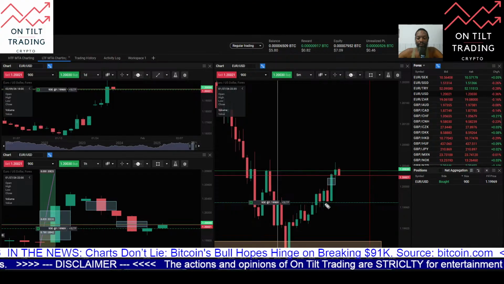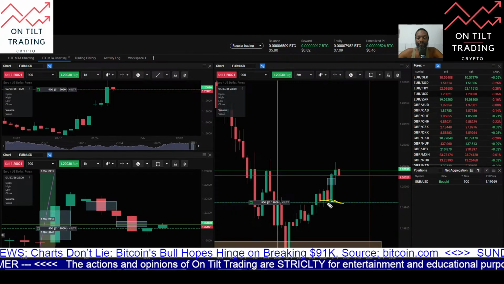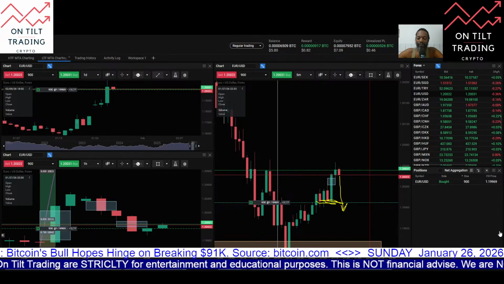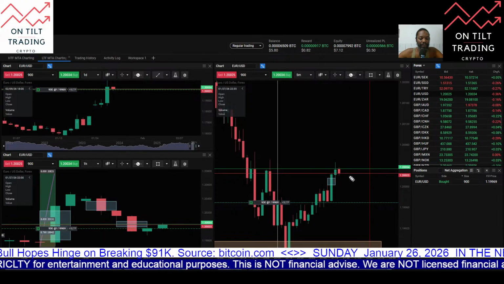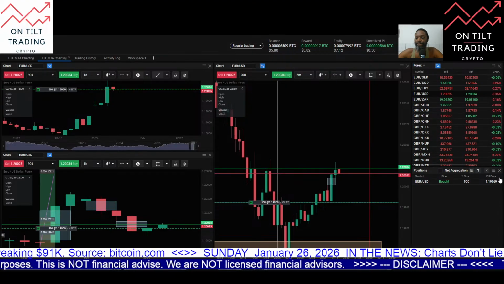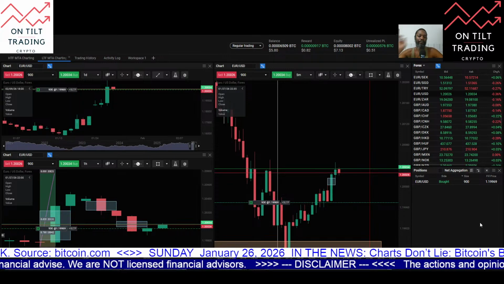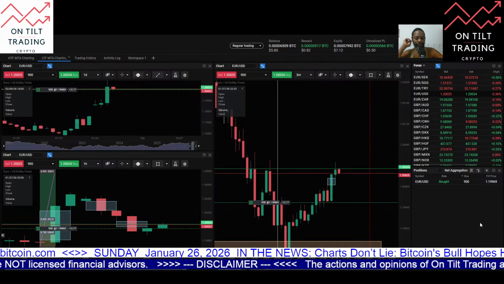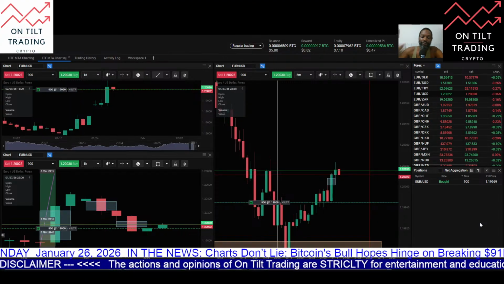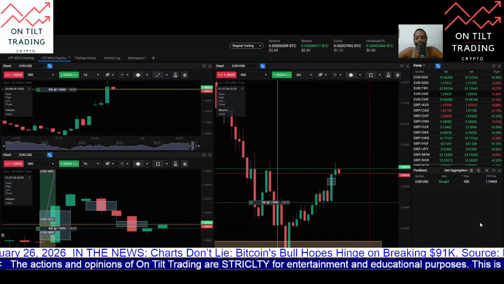There's going to be some liquidity resting down here. Price may want to return to this level, and that may provide an entry for pound dollar, if price wants to return to that liquidity, but there is liquidity there.